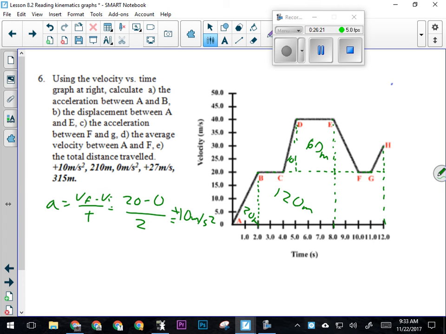Now for part C, the acceleration between F and G, how much would this be out of? It would be out of 1 mark because it's 0. The velocity doesn't change between F and G. It's just the same. And then the total distance traveled.